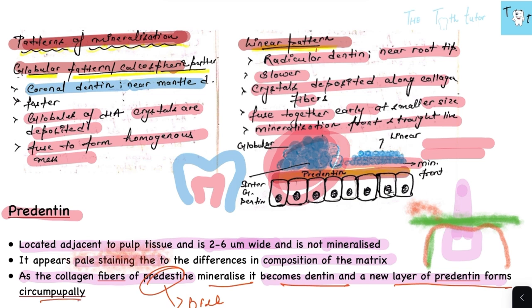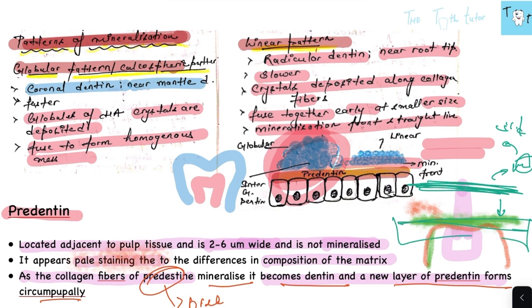So this is nothing new. This is just saying that if I had the predentin over here maybe a few days ago, it will mineralize and it will become circumpulpal dentin. So I'll talk about that in the next slide. And then the odontoblastic process would move down and a new layer of predentin will form over here. Okay, so that's it.